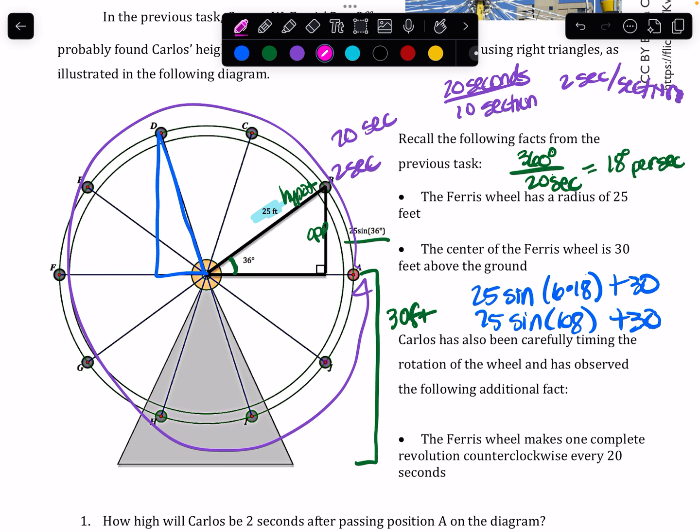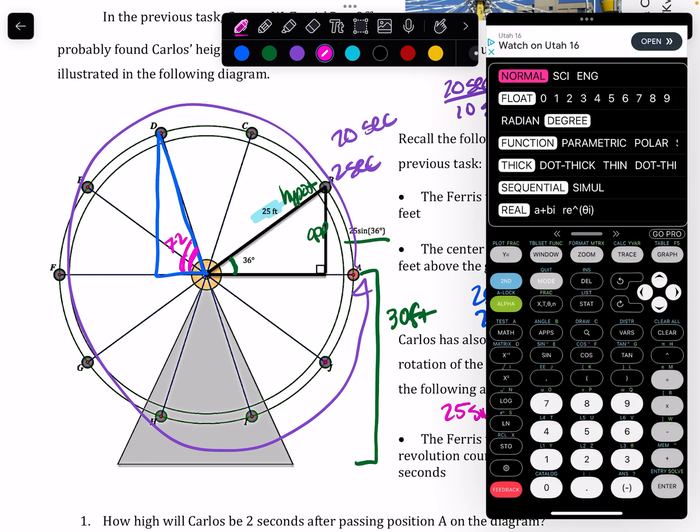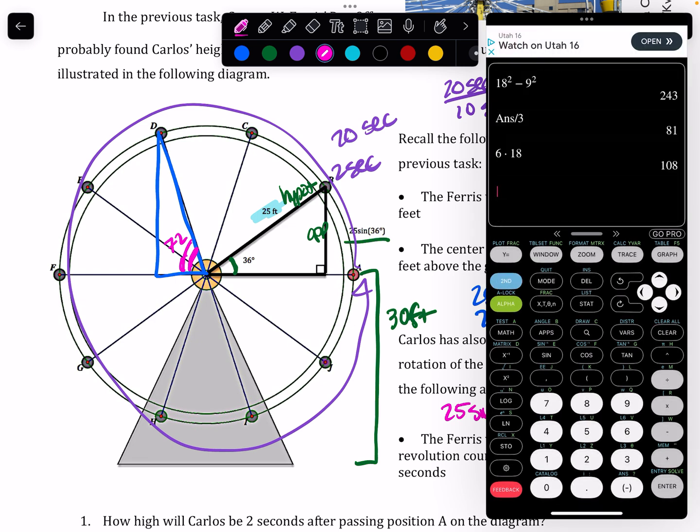So this would be 25 sine of 108 degrees plus 30. Some of you might have looked at it and said, well, this is 36 and this is 36. So if I add those two together, that gives me 72, like we had done the other day, and might have done 25 sine of 72 plus 30. If we put both of these in the calculator, I check I'm in degree mode. If I put in 25 sine 108 plus 30, or 25 sine of 72 plus 30, we end up with the same thing.